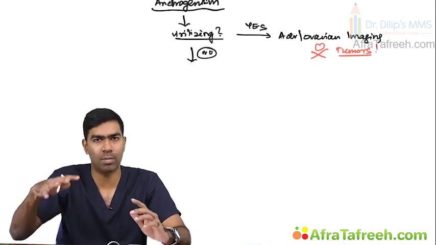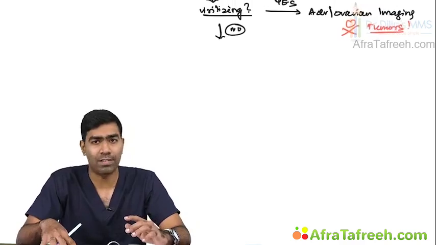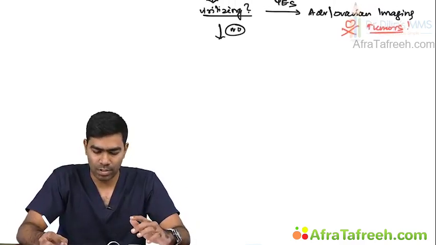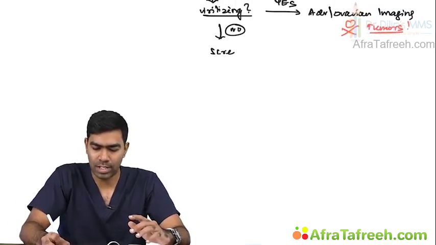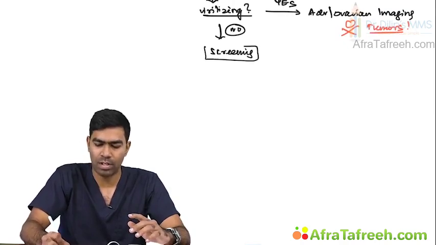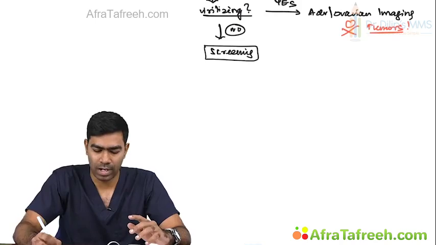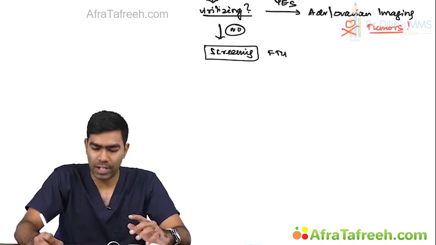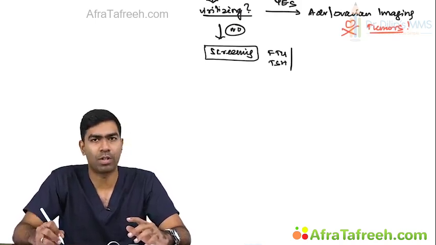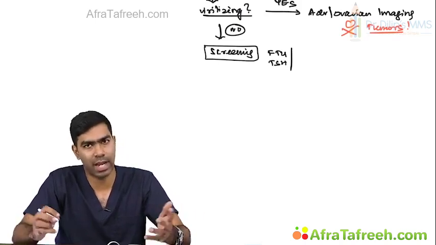If not, then I'll be thinking about other virilizing causes, which are extremely rare to be honest. If it's not virilizing, then I'll be doing some screening investigations for hyperandrogenism. What are the screening investigations? I can do free T4 and TSH levels for ruling out hypothyroidism. I didn't tell you that, but hypothyroidism can produce hyperandrogenism.